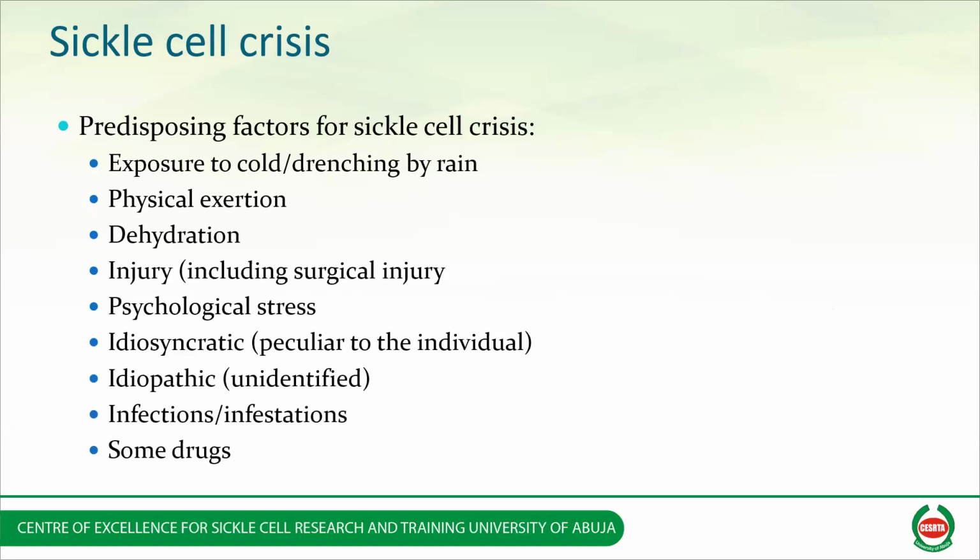So what are the predisposing factors for sickle cell crisis? These include exposure to cold or drenching by rain, physical exertion, dehydration, injury, including surgical injuries, psychological stress, idiosyncratic factors, which are peculiar to the individual, idiopathic factors that are unidentified, infections or infestations, and some drugs too can precipitate crisis.